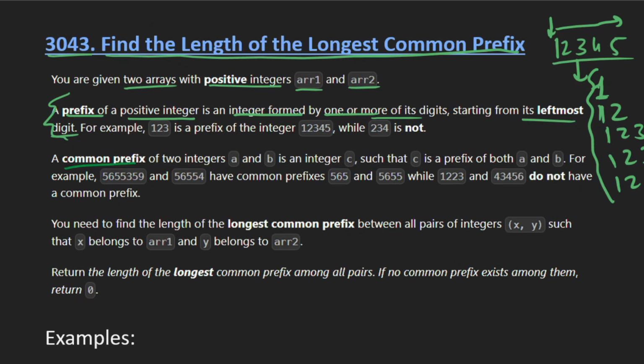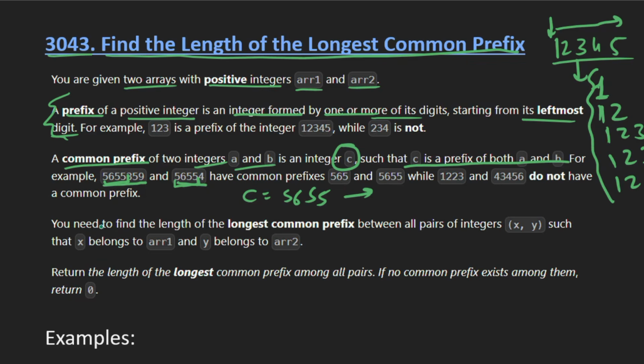And now a common prefix of two integers a and b is basically a third integer c, such that c is a prefix of both a and b. So suppose we have 5655359, and we have 56554. So the common prefix over here is this number 5655. Here also we have 5655. So 5655 is the longest common prefix of these two numbers, right?